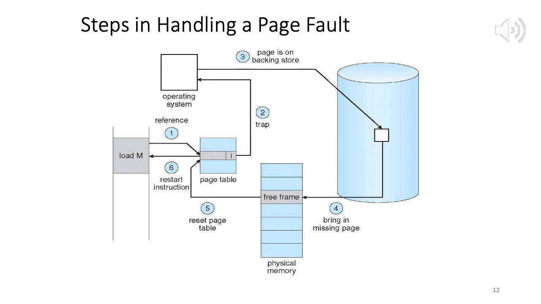Now we go back to the page table and change the valid invalid bit to V, and we set the frame number, or the starting address of the frame, the F part of the physical address. Now we restart the instruction, and we see that the valid invalid bit is set as V or 1. The page is in memory, and using the page table we know its physical address, so we go ahead and execute this load M instruction. So this is how we handle a page fault. I hope it is clear.